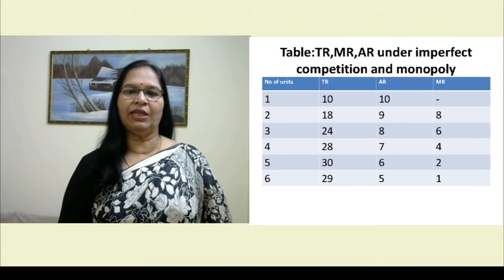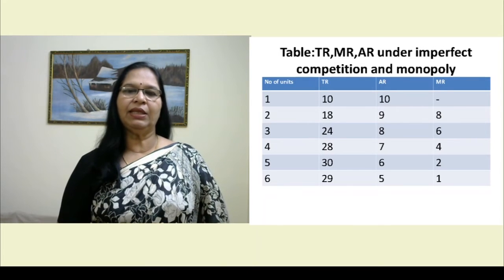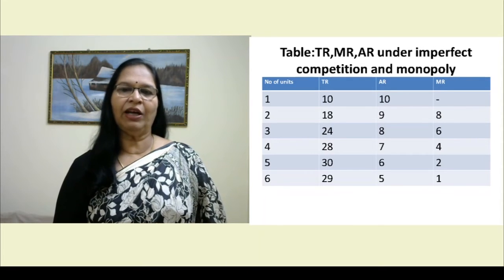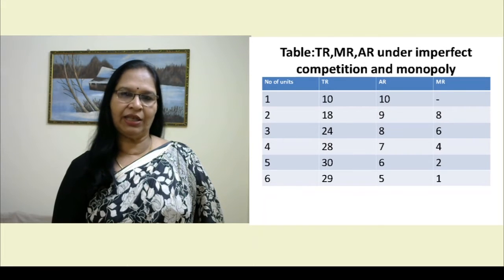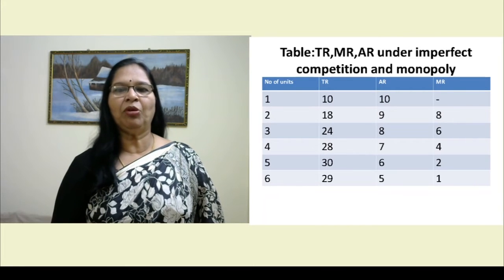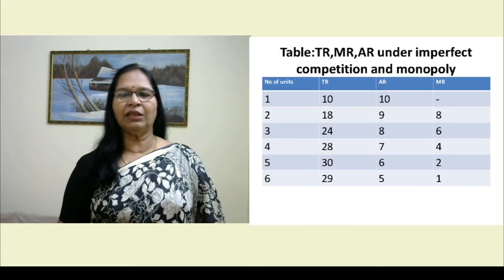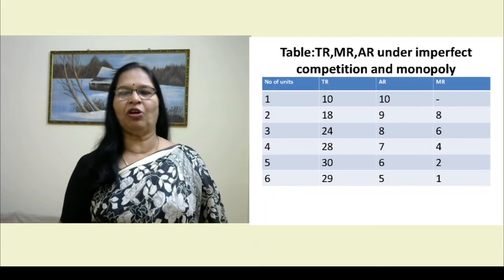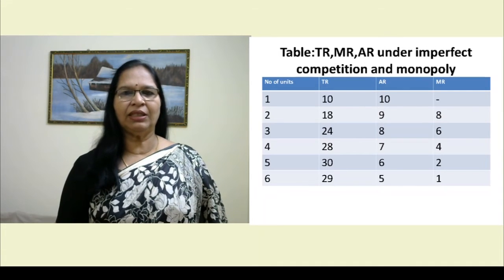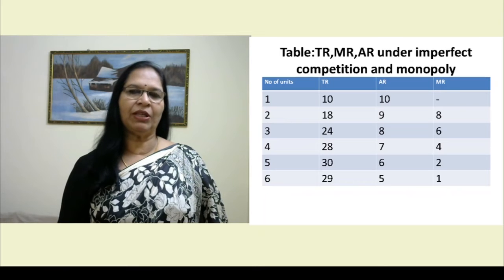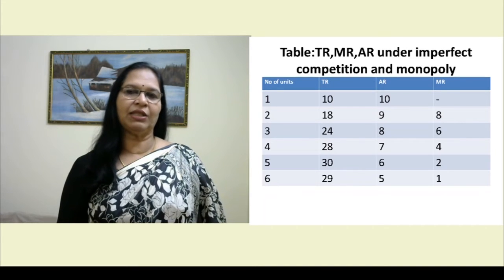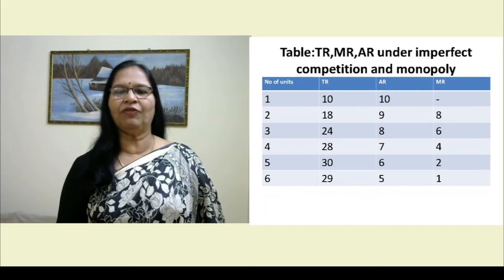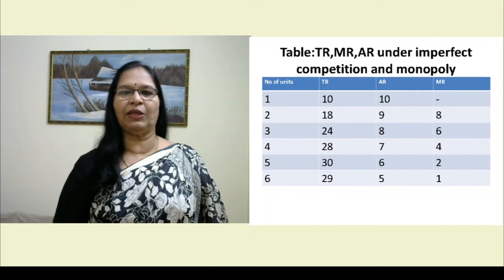Let us look at the table. The TR, MR, and AR curves under imperfect competition and under monopoly. Monopoly is the extreme form of imperfect competition. The curves can be a little more inelastic in the case of monopoly. That is the only difference here at this point that we need to see.